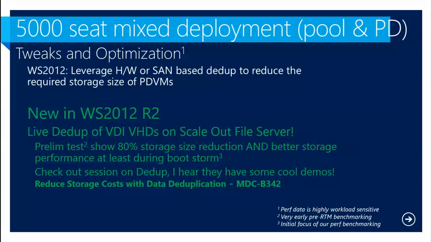And as far as tweaks go for PDs, there are no tweaks in 2012. So the best you can do is leverage some kind of dedupe in hardware or in the SAN to reduce the amount of storage PDs need. But in 2012 R2, now we have live dedupe of VDI VHDs. For those of you who saw the keynote, there was a short video on this. So far, our early testing shows that the size of the storage is reduced by 80%. So instead of 100 terabytes, you can do with 20 terabytes.